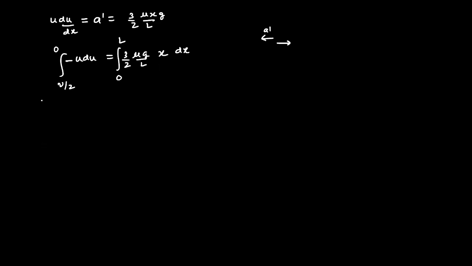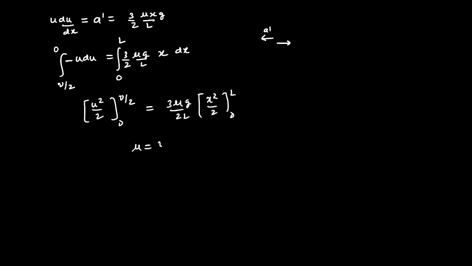Now, using this information, just integration, you will have u squared by 2, from 0 to v by 2, which is equal to 3 mu g by 2L, and x squared by 2, from 0 to L. With simplification, you will get the value of mu. The value of mu can be simplified as v squared by 6gL. Just substitute the upper limit and lower limit, simplify, and you will get the value of mu.